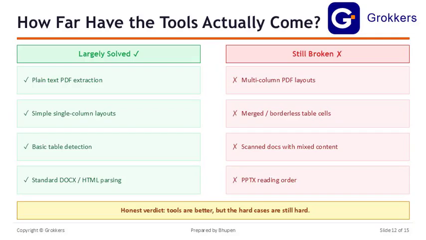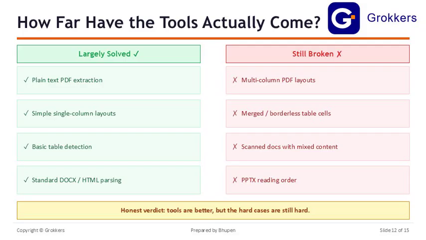hard ones. The green column on the left covers what is now largely reliable. Plain text PDF extraction works well. Single column layouts, the kind that appear in most blog posts and simple reports, are handled cleanly. Basic table detection has improved substantially, particularly in LlamaParse and Docling. Standard docx and HTML parsing is solid across all the major tools.